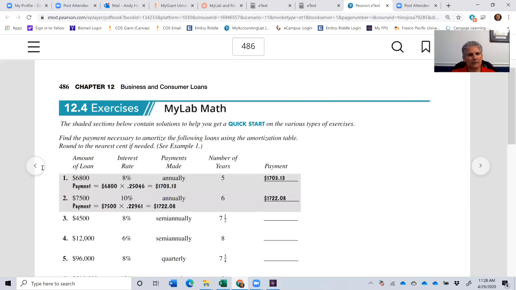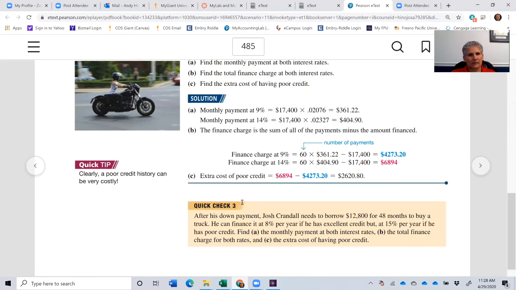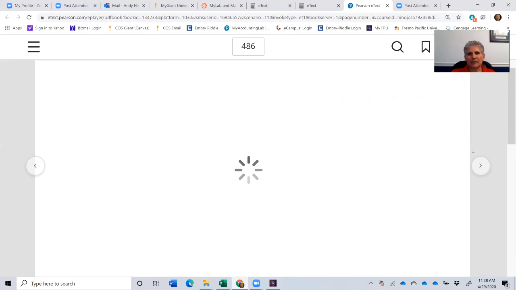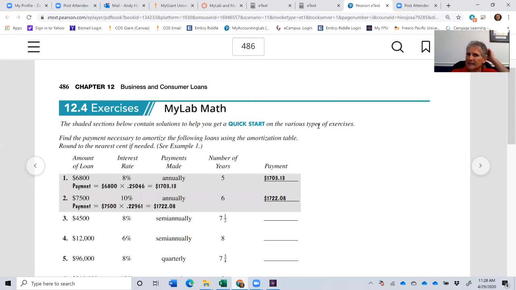Was that her? Let's go back. Yeah, there she is. She's driving off with her Harley. She's probably happy. If she's happy, she probably got the 14%. Okay, that's the end of 12.4.